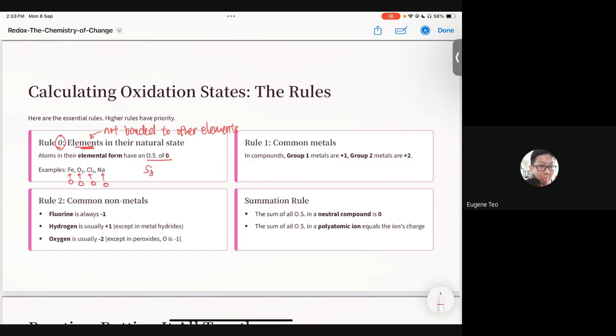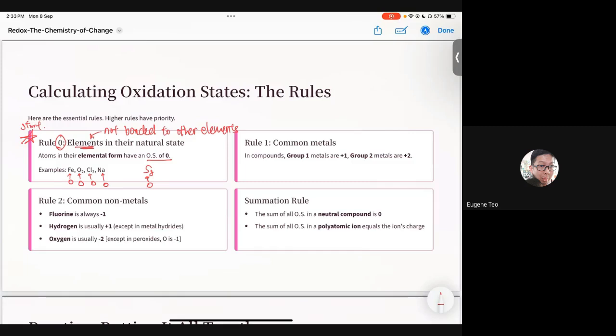Another one will be S8. Now, S8 is obviously an element. So it's an element, the oxidation state will also be 0. So I just want to highlight that every time you want to identify oxidation state, start from rule 0 first. If have, good. If don't have, then never mind. But always rule out all the oxidation state with 0 first.